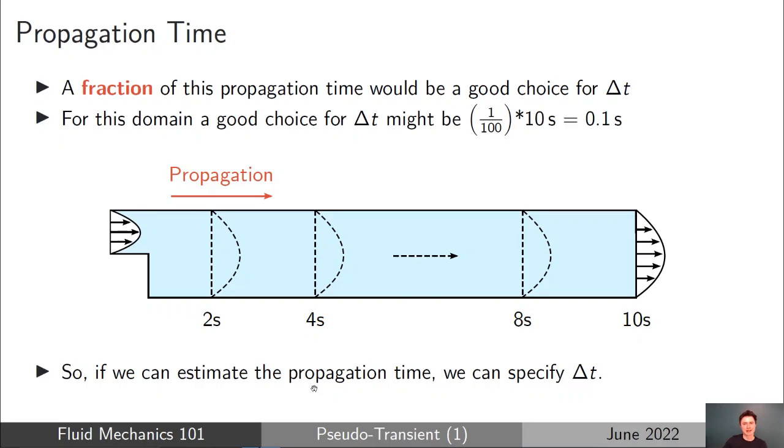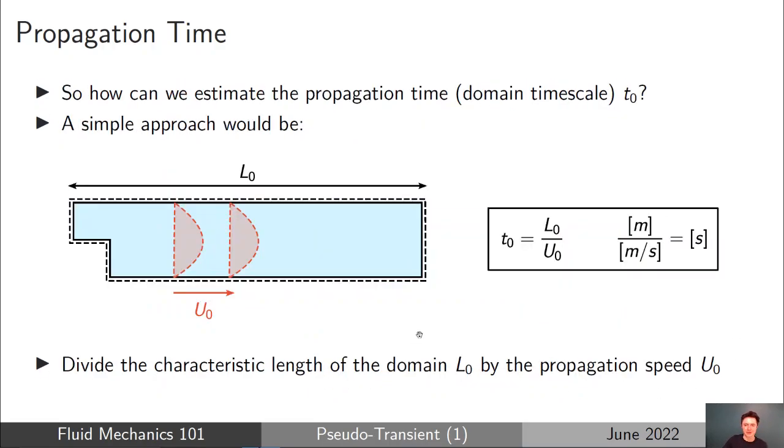So this is going to be the key for us in setting up a pseudo-transient simulation. We want to estimate the propagation time. We want to have some kind of estimate about how long it's going to take the effect of boundaries to propagate across the domain, and then we can take a fraction of this, and that will be our pseudo time step size. So how's our CFD code going to do this?